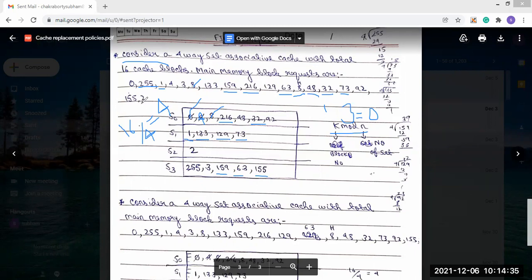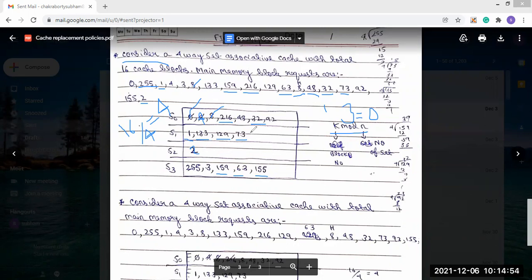And then the last block, that is 2. So 2 mod 4, our remainder will be 2. That means we will place this 2 in set 2. So like this, the example or the program will be given.